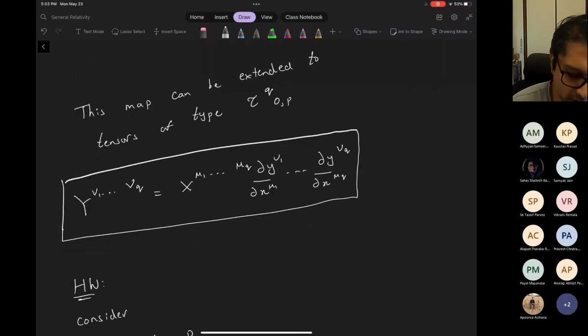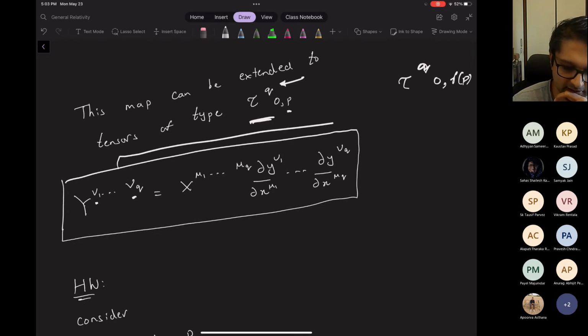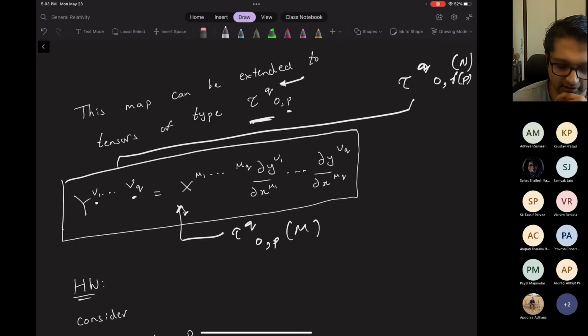What you can do is extend this map to tensors where all the indices are of vector type. So for a type (Q,0) tensor at the point P, I can define the components of a type (Q,0) tensor on N, at F of P. These are the components on M, and this is the transformation: a Jacobian applied to every index.